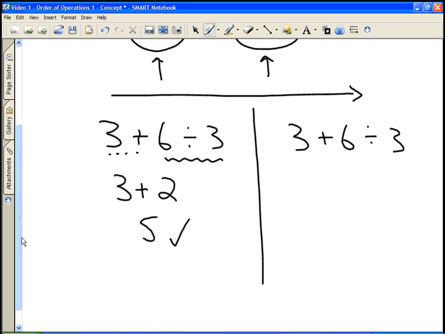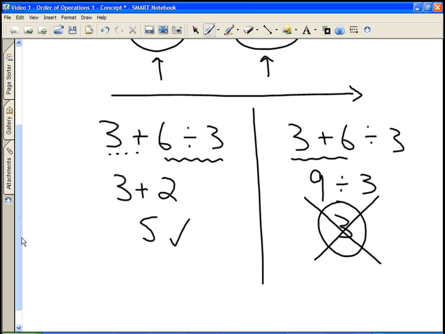On the right-hand side here, I'm going to move from left to right, but I'm not going to follow my order of operations. And notice how it's different. If I don't follow my order of operations and I just move from left to right, and I do 3 plus 6 is 9, 9 divided by 3, and 9 divided by 3 is 3. So you see, I get a nice number of 3, but it is the incorrect order of operations, and that answer is incorrect. So you can really get two very different answers depending on whether you follow order of operations or not.